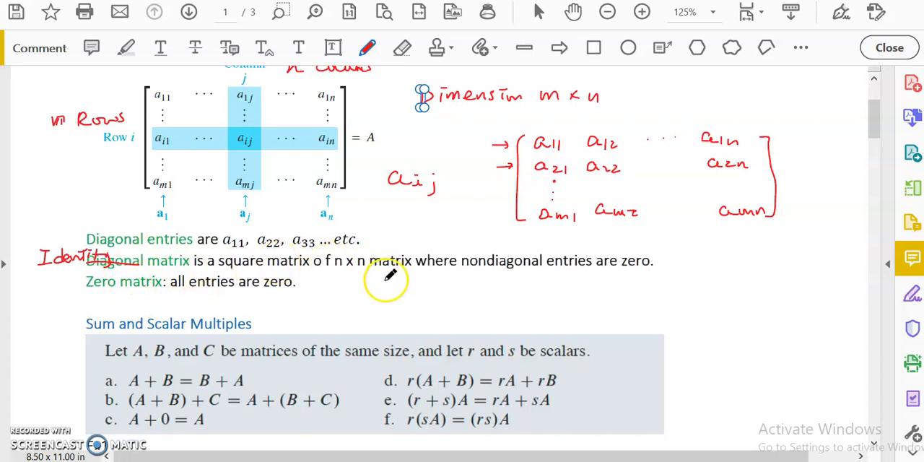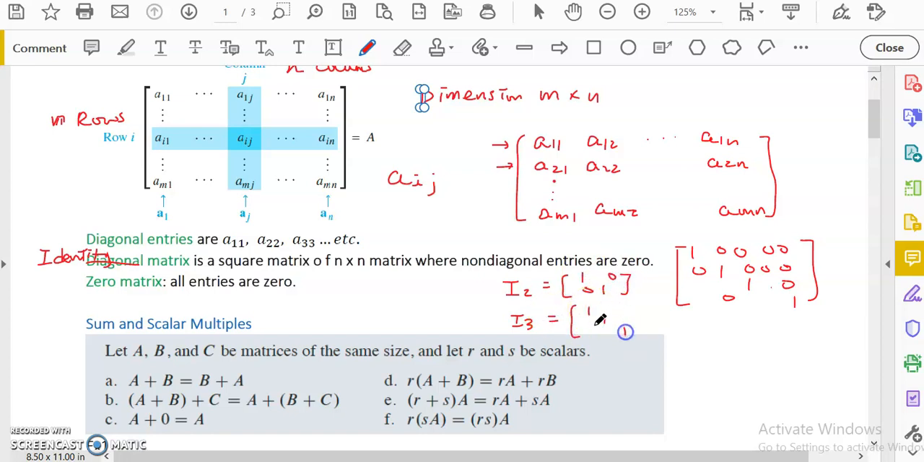If it is an identity matrix, then you have 1 on the diagonal entries and all the others are 0. So the 2,2 entry is 1, the 3,3 entry is 1, and the n,n entry is 1. All the others are 0. If it's 2 by 2, then you have I_2. If it's 3 by 3, then it's I_3. So I_2 means 1, 1 on the diagonal and 0 elsewhere, 2 by 2. I_3 means 1, 1, 1 on the diagonal, and all the others 0.